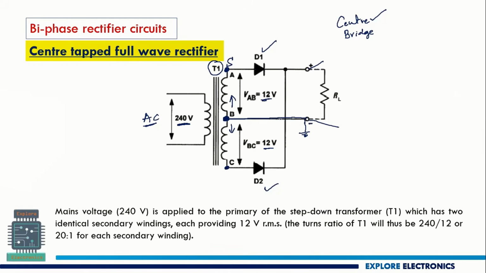So here there is no connection, so we need to have a circuit like this. D1 and D2 are going to behave in such a way that when D1 is on, D2 will be off, and otherwise D2 will be on. So let us look at the working.